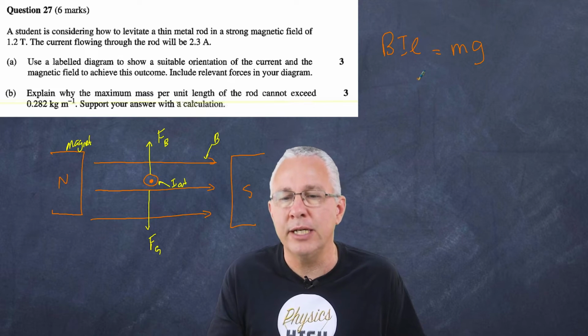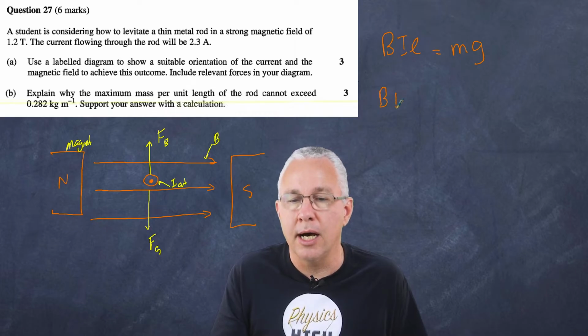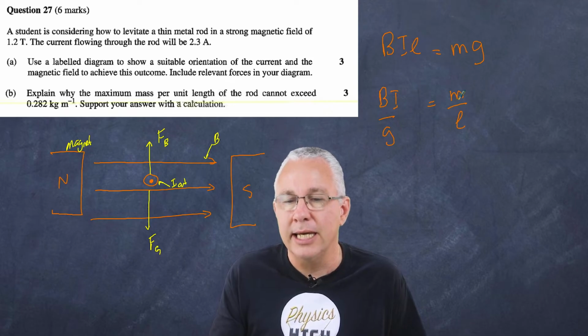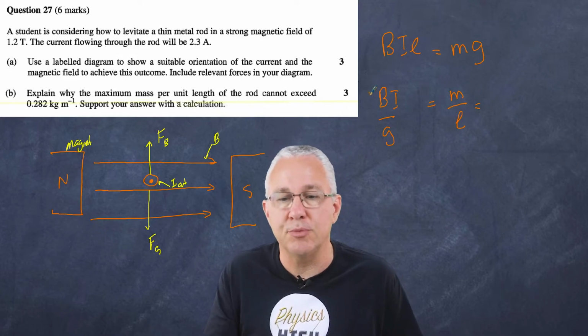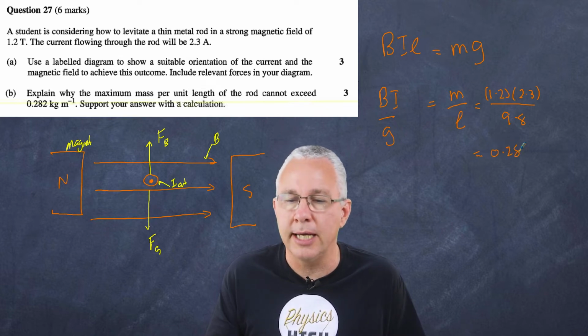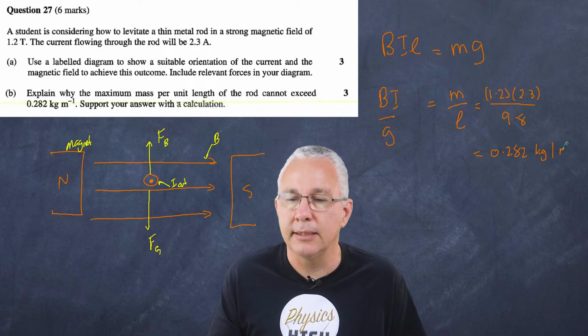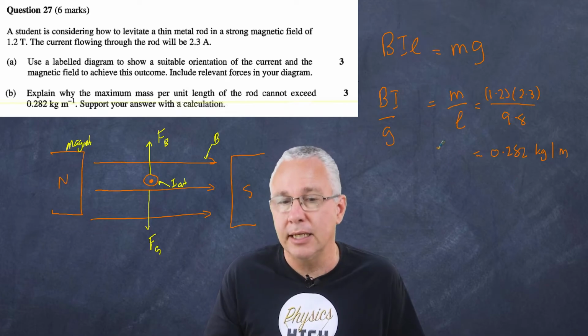And how do we show that? Well, let's rearrange that, because what we want is the mass per unit length. So in other words, we divide both sides by L and we divide both sides by g. So what I get is BI over g, I move the g across, is equal to m over L. So what I have here on the right hand side is mass per unit length. When I calculate this out, now what we need to do is just substitute the values in, and I'm going to get my value of 0.282 kilograms per meter. So there is my value. That is going to be the greatest value that I'm allowed to have. Any greater, it's going to drop.